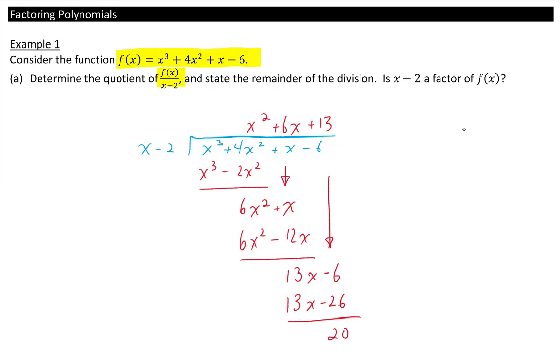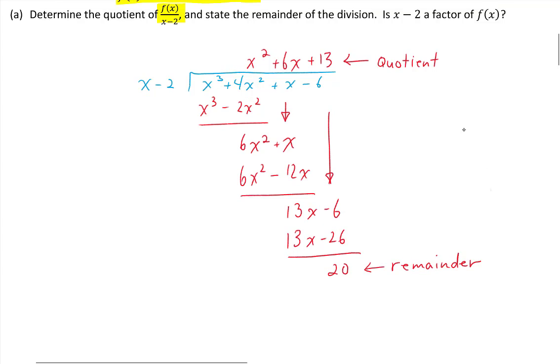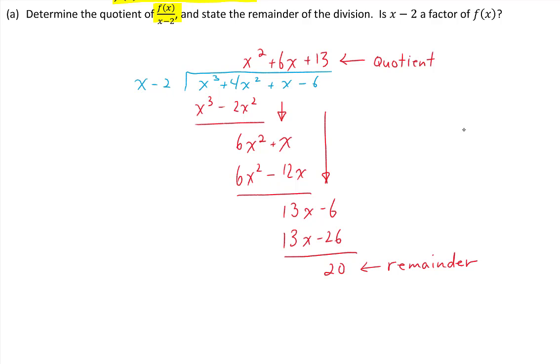So it says determine the quotient and state the remainder. So here is our quotient. And here is the remainder. Is x minus 2 a factor of f of x? If x minus 2 was a factor of f of x, then our remainder should have been 0. So in our example, x minus 2 is not a factor of f of x.